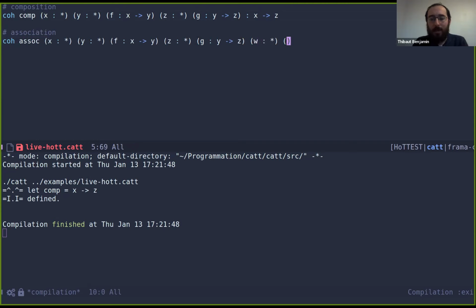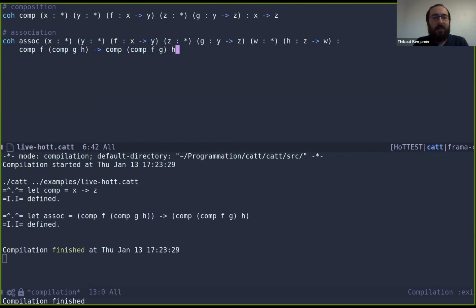But now I'll take a W and a third arrow, which goes from Z to W. And what should be the result? Well, if it's the associativity, you can probably guess it. So it goes from the composition of F with the composition of G and H to the composition of F and G with H. Let's try this out. And yeah, as you can see, ASOC is also defined. So this is the second rule.